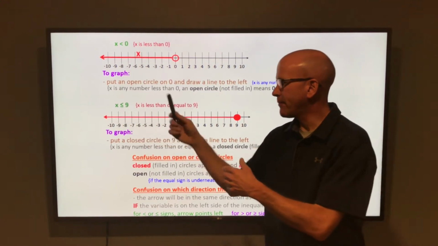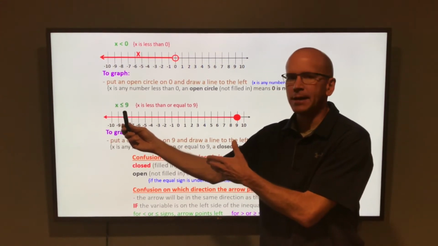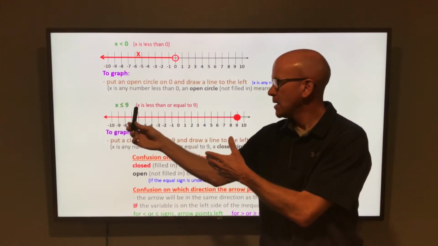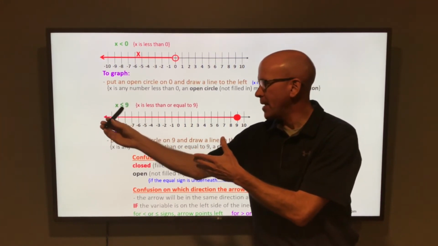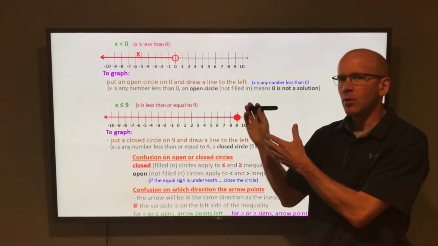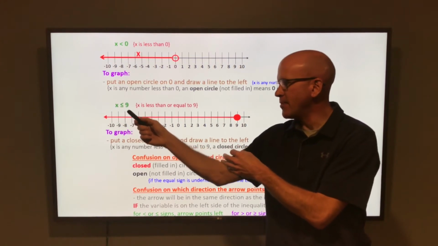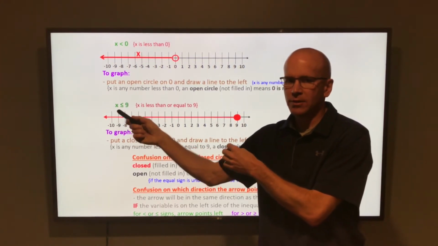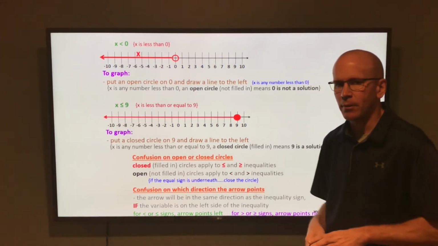But let's say we had that flipped around. Let's say it was 9 is greater than or equal to x, which would be the same thing, just flipped around in order. If that was greater than or equal to, it would be pointing in this direction. So the trick is the variable has to be listed first, then the arrow is going to point in the direction of the inequality, only if the variable is listed first as you're reading it from left to right.